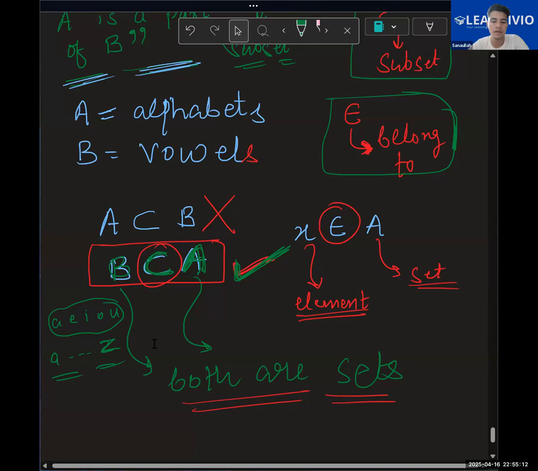Alphabet is not a subset of these vowels, because alphabets are 26 in number while vowels are only 5. But vowels can be a part of the alphabets, right? Because vowels are 5 and alphabets are 26. So B is a subset of A. ठीक है, ये आपको समझ आया बेसिकली what subset means?